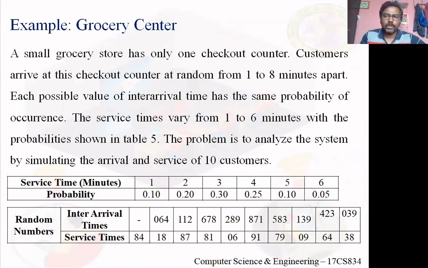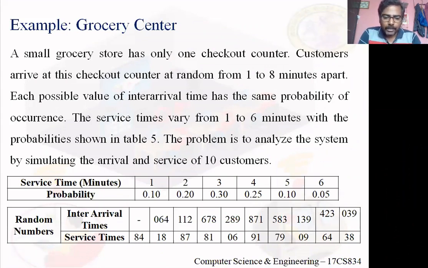So I should actually give you 9 inter-arrival times, but I won't give you 9 inter-arrival times. Instead, I will give you 9 random numbers. Through those random numbers, you need to determine what the inter-arrival times are.